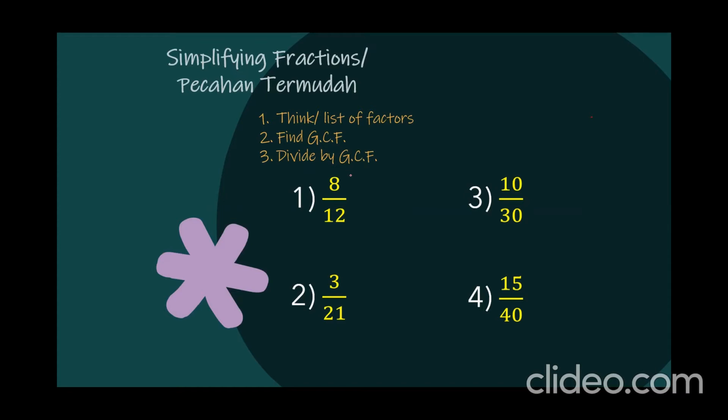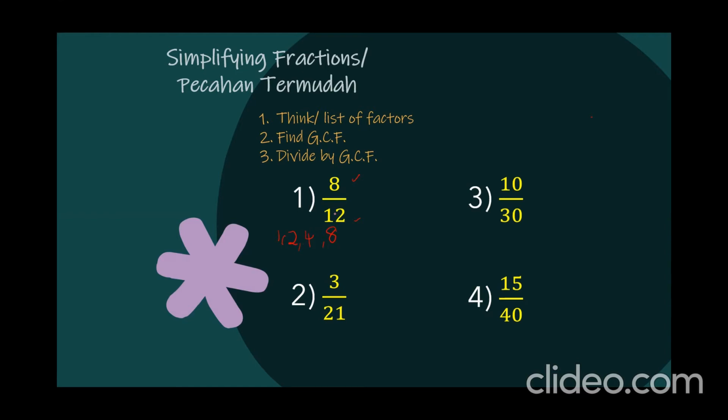Okay, so we have 8 over 12. First, let's start with number 8. So what are the factors for number 8? Factors are all numbers that can be multiplied to get 8. So we have 1 and 8, the number itself as a factor. Then I leave some space in the middle in case we have more factors to go in. So other than 1 and 8, we also have 2 and 4. 2 times 4 is 8.